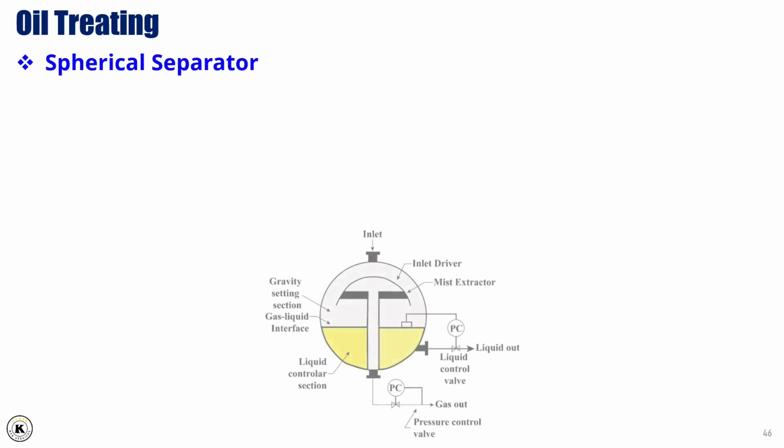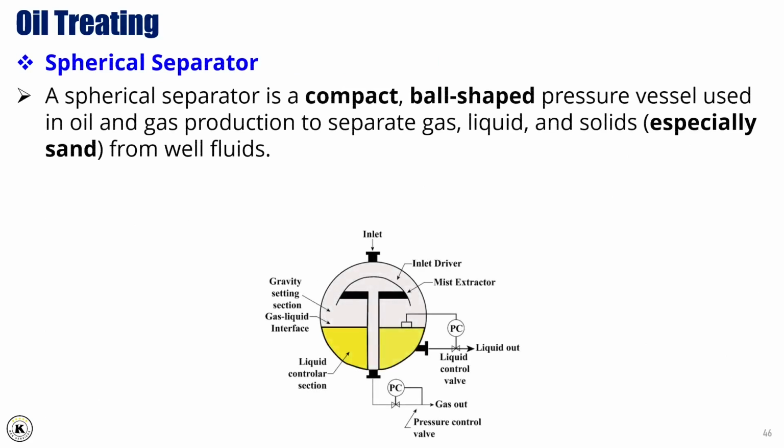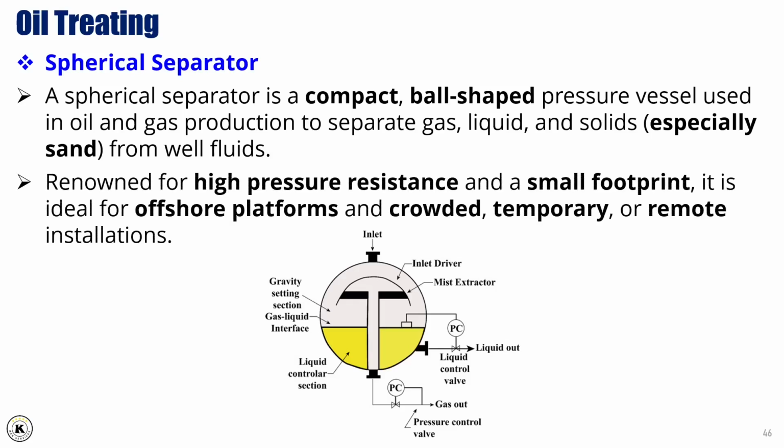Spherical separator. A spherical separator is a compact, ball-shaped pressure vessel used in oil and gas production to separate gas, liquid, and solids, especially sand, from well fluids. Renowned for high pressure resistance and a small footprint, it is ideal for offshore platforms and crowded, temporary, or remote installations. How does a spherical separator work?